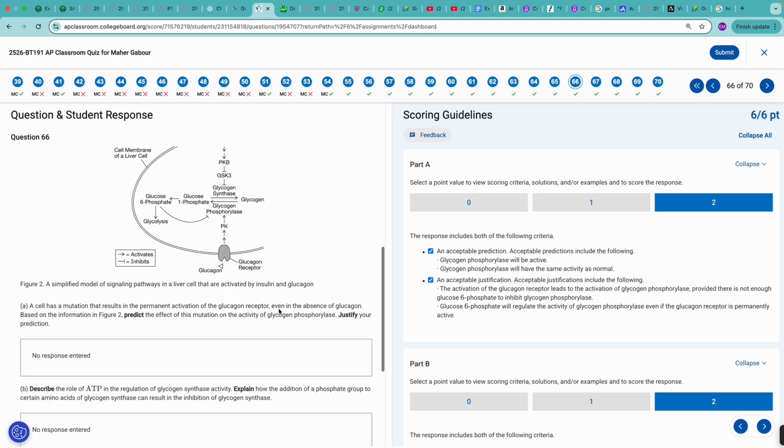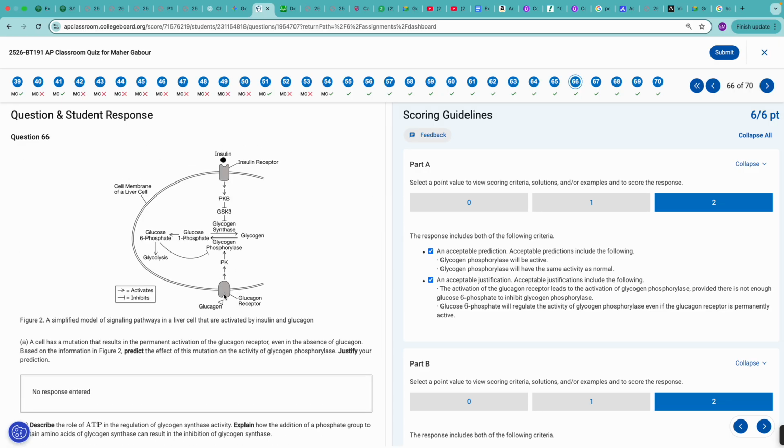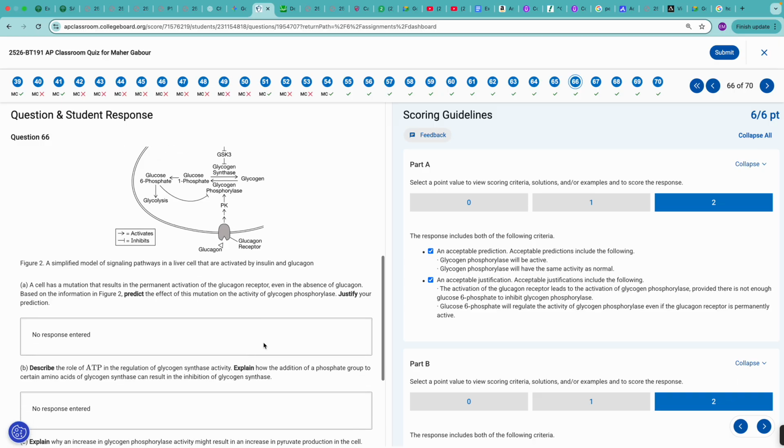Okay. So same given. A cell has a mutation that results in the permanent activation of glucagon receptor even in the absence of glucagon. So the glucagon receptor is always activated, even if glucagon isn't there. Predict the effect of this mutation on the activity of glycogen phosphorylase. Glycogen phosphorylase activity, of course it will always be active.